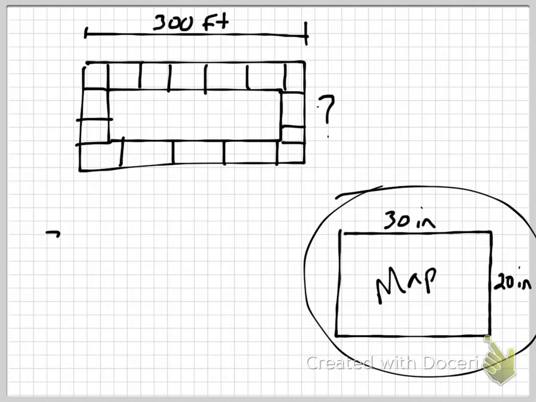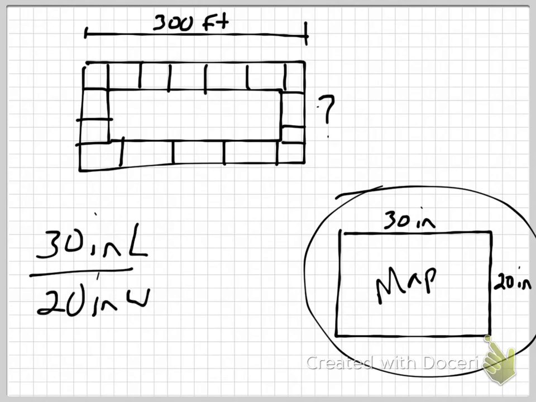In the map, we have 30 inches is the length, and 20 inches is the width, right? This is the map. That is the same as, we know that in real life it is a 300-foot length, and we want to know what the width is. Do you see what I'm talking about? How do I do this? What do I do? Cross multiply, right?